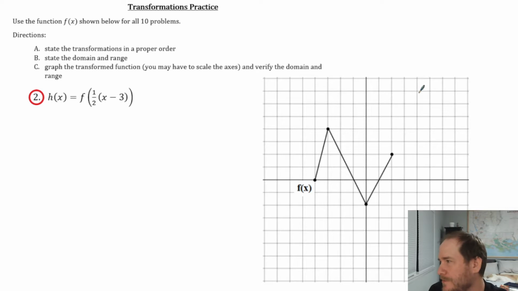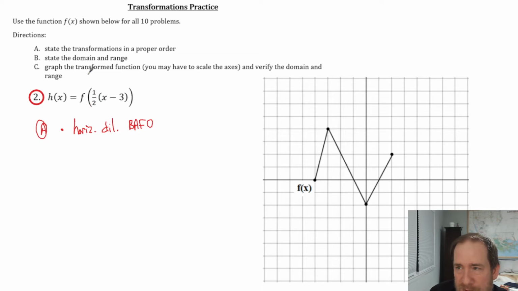Alright, so for number 2, this one's all horizontal transformations. Notice this is already factored out for you. So in terms of stating the transformations, there's only 2. We'll explain the 1/2 first. That's a horizontal dilation by a factor of... And don't say a half. With B, you want to give me the reciprocal. So we're being horizontally dilated by a factor of 2. And that's going to stretch us.